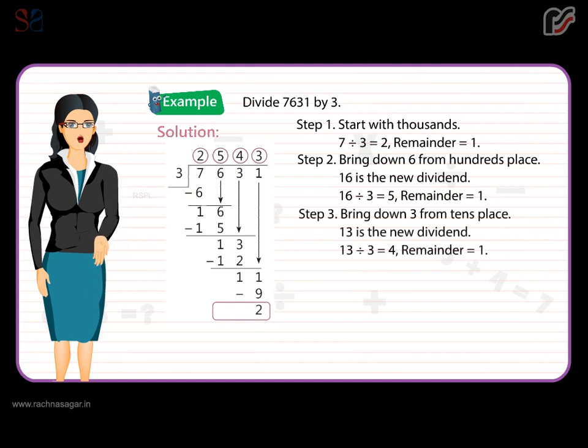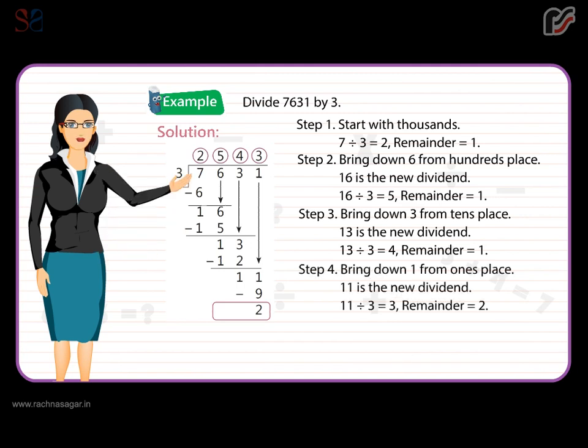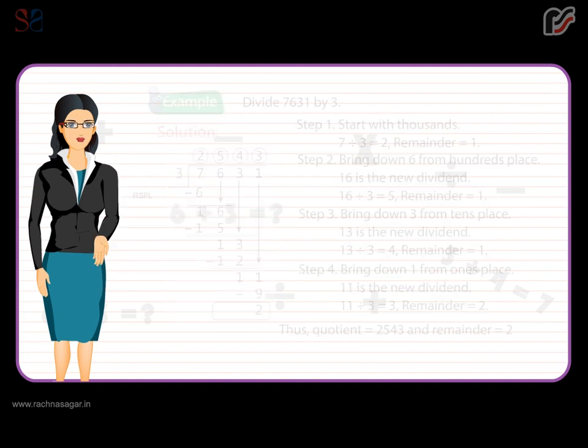Step 3. Bring down 3 from tens place. 13 is the new dividend. 13 divided by 3 is equal to 4. Remainder is equal to 1. Step 4. Bring down 1 from ones place. 11 is the new dividend. 11 divided by 3 is equal to 3. Remainder is equal to 2. Thus, quotient is equal to 2543 and remainder is equal to 2.